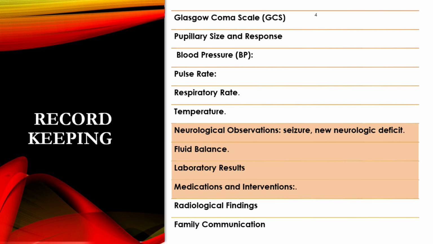Beyond the GCS and pupillary assessments, neurological observations should include any focal neurological deficits, motor responses, and presence of seizure. Record fluid input and output, including fluid intake, urine output, and drainage. Lab results should include blood counts, electrolytes, coagulation profile, and arterial blood gas analysis, ABG.